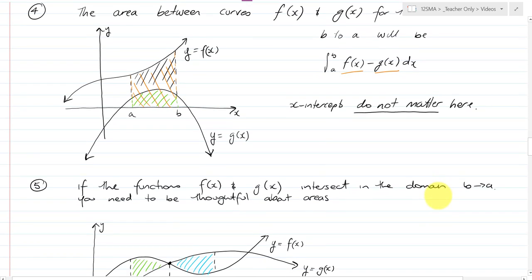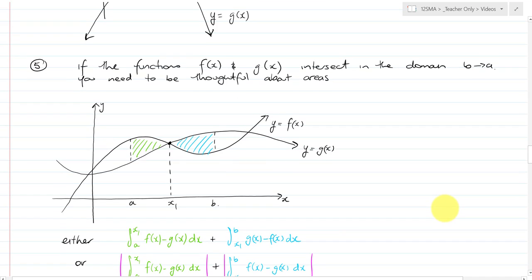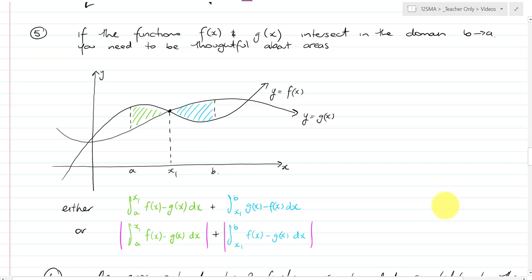So, number 5, if the functions f of x and g of x intersect in the domain b to a, you need to be thoughtful about the areas. You can split up and decide whether f of x goes first or g of x goes first, as I've done here. I've got f of x first, but then g of x first in the second one. Or you can use the method we used earlier and just find the absolute value of both, which will work perfectly fine.